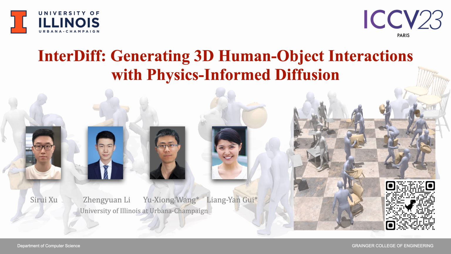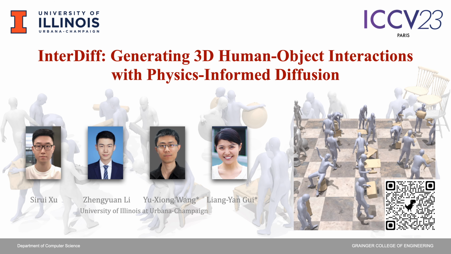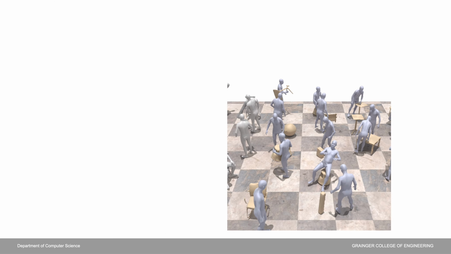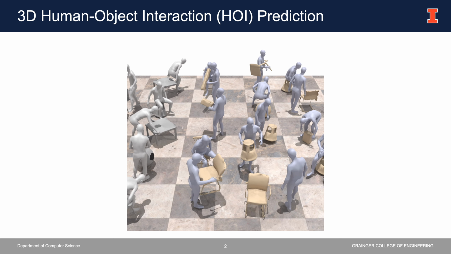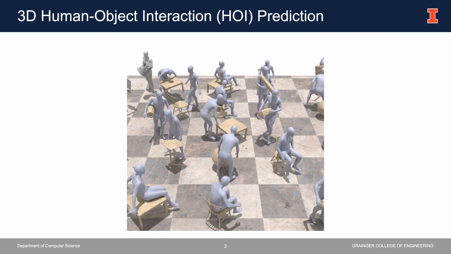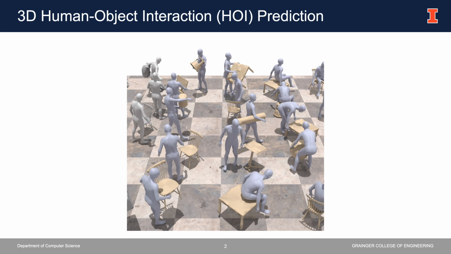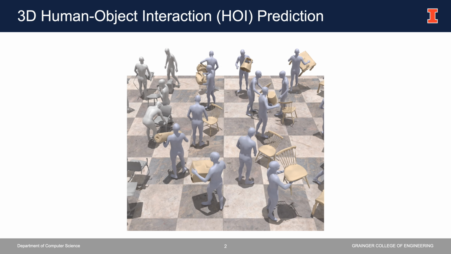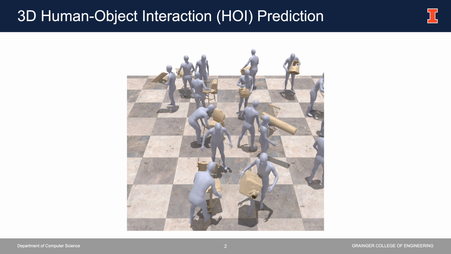We present InterDiff, generating 3D human-object interactions with physics-informed diffusion. Our task is defined as, when presented with past sequences of human-object interactions illustrated by gray meshes, we want to predict vibrant future sequences, shown in colored meshes.